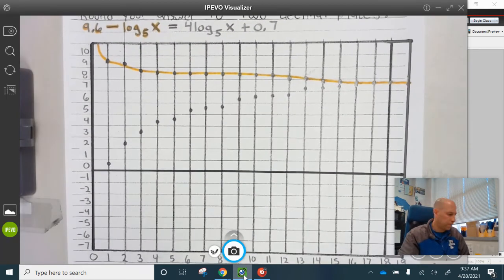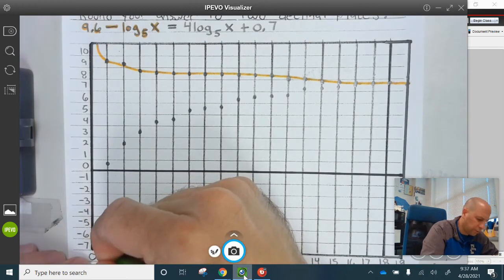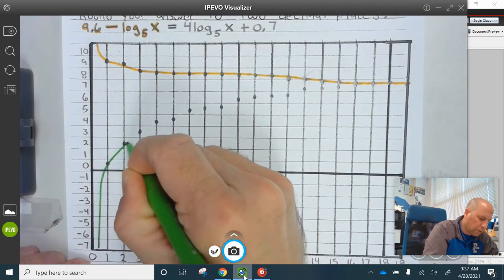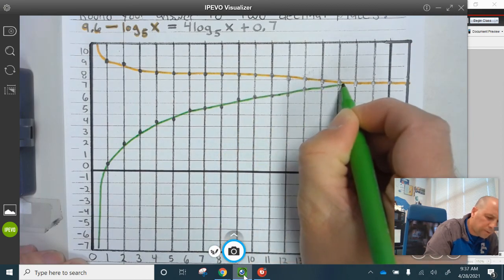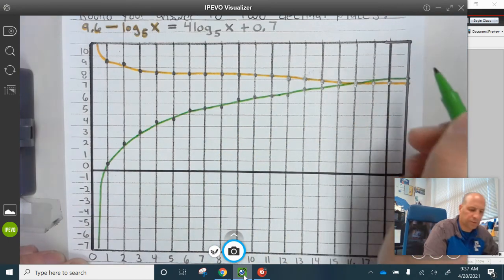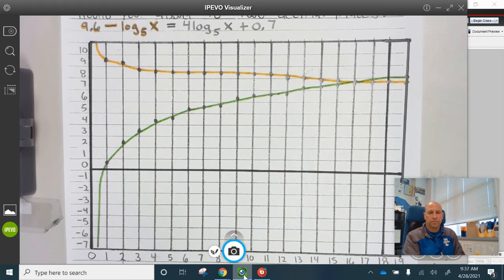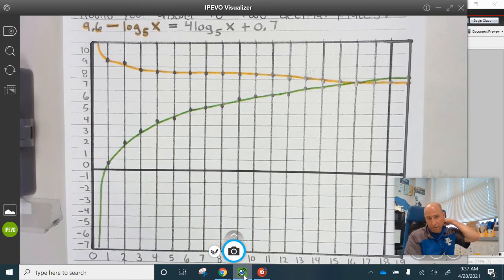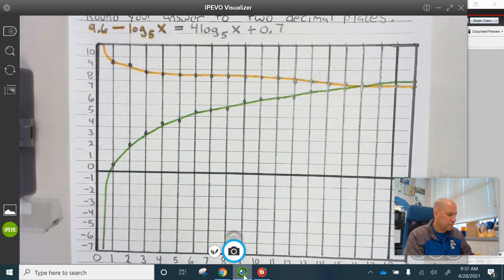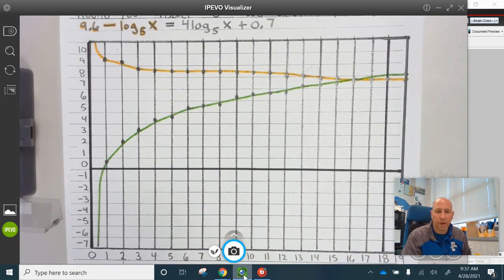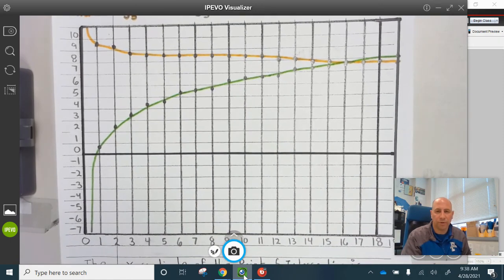Alright, so we know that this falls along the asymptote and goes up through the points like so. Alright, so again you can see it's very difficult to find the exact point of intersection graphing on your paper, so now let's use Desmos to find the exact point of intersection.